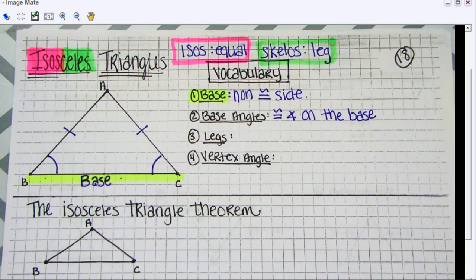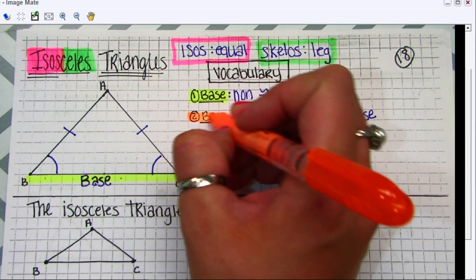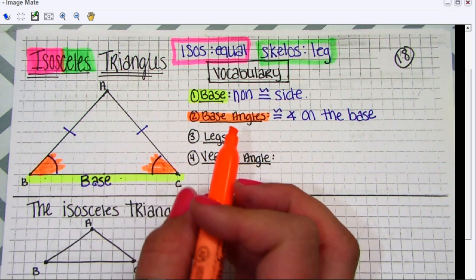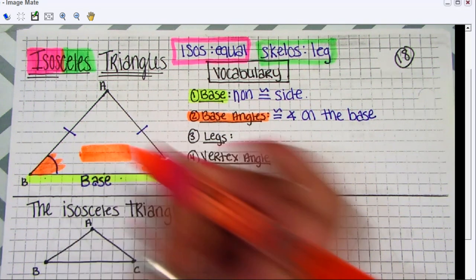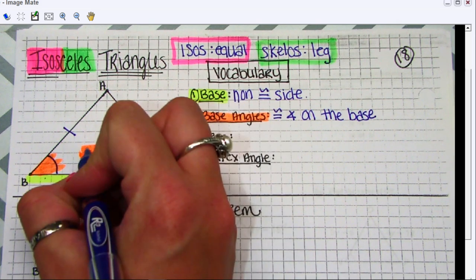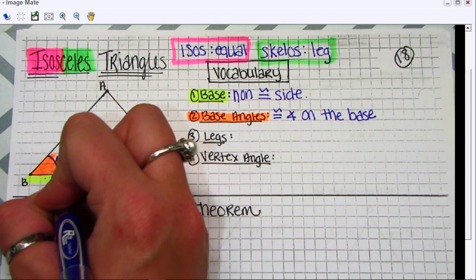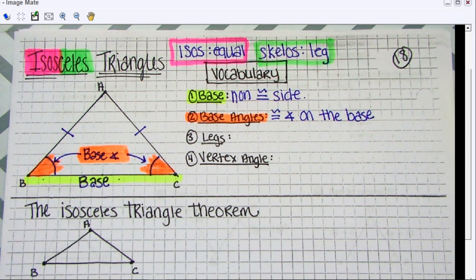There are two of them. We've got one here and one here, and they're always going to be the same. We'll label inside. Those are called base angles. There's one here and one here. They will always be sitting on the base. That's why they're called base angles. The word base does not mean bottom. It just means it's the side that's not equal to anything. So base angles sit on the base.